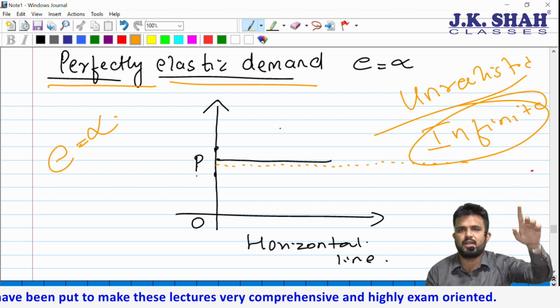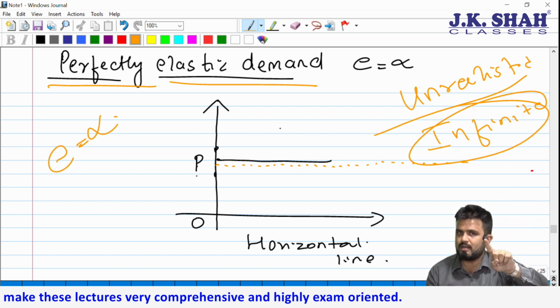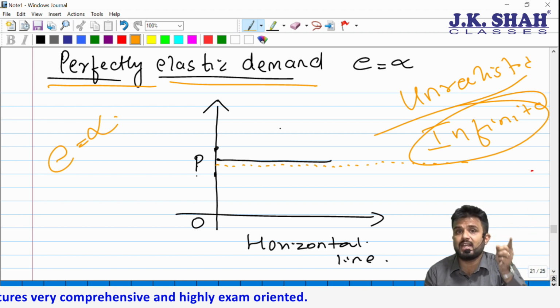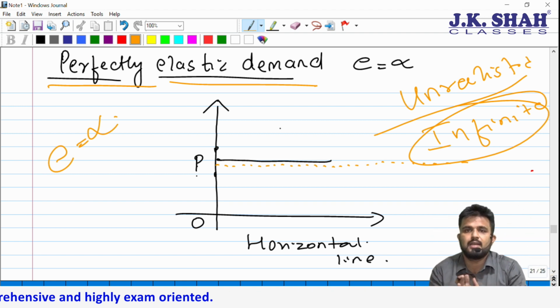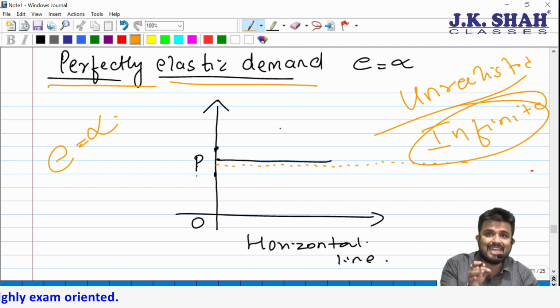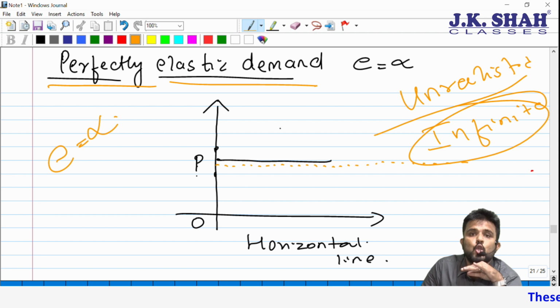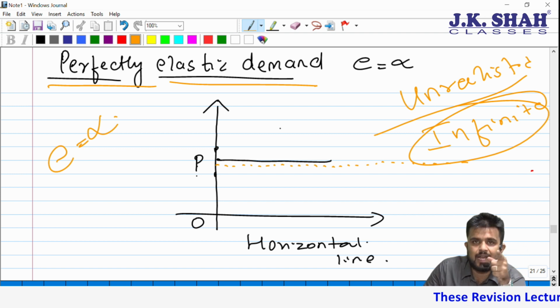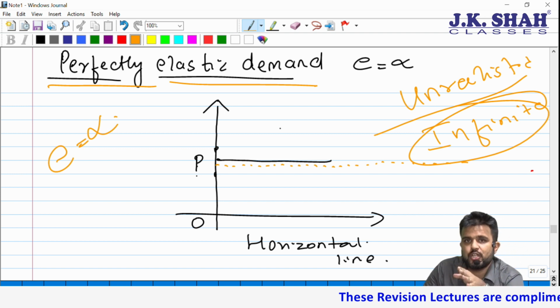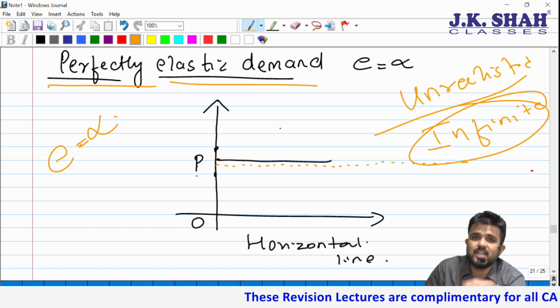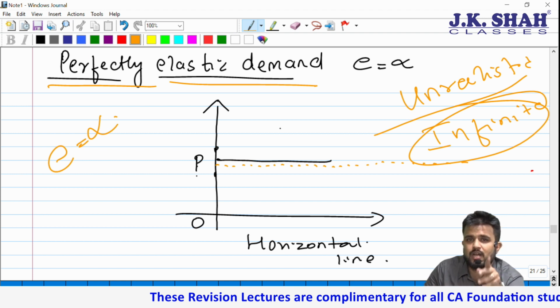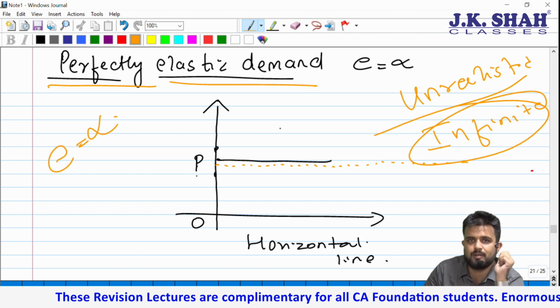So 5 things we did. Unitary elastic equals to 1. Relatively elastic, E greater than 1, greater change. Relatively inelastic, E less than 1, lesser change. Perfectly inelastic, no change. And perfectly elastic, it is infinite change, never ending change, unrealistic concept, not applicable.